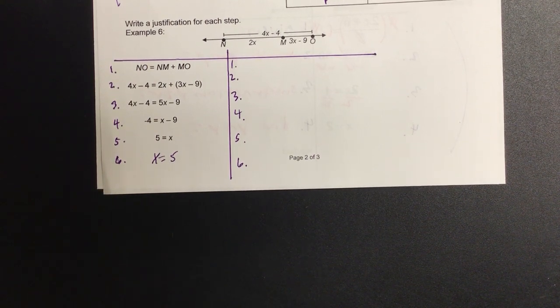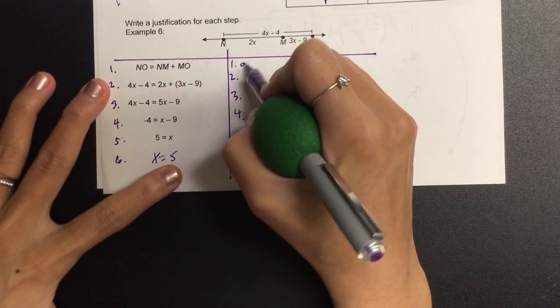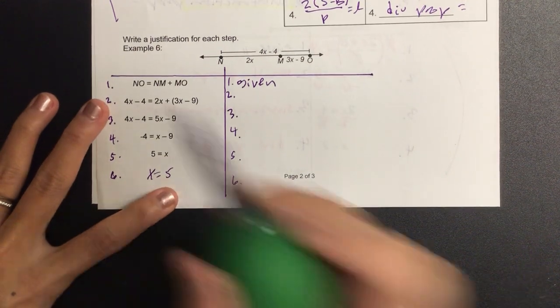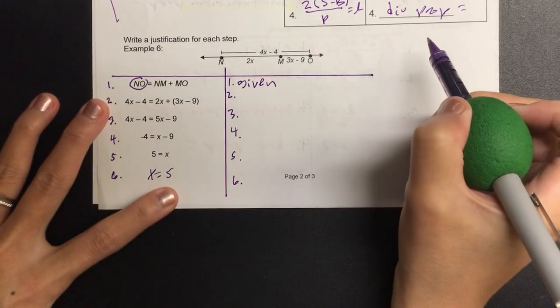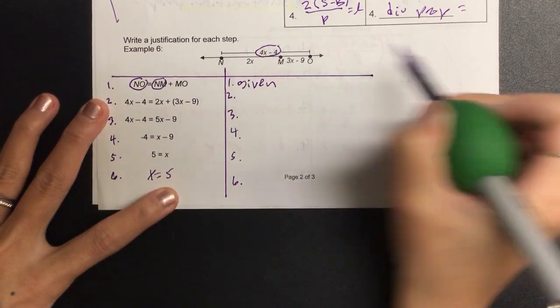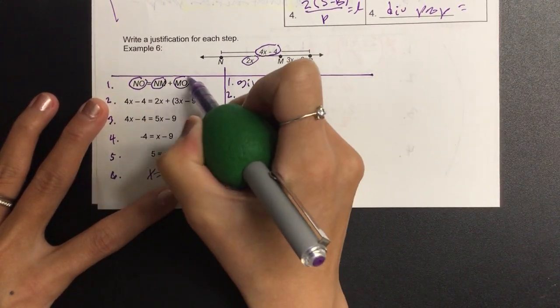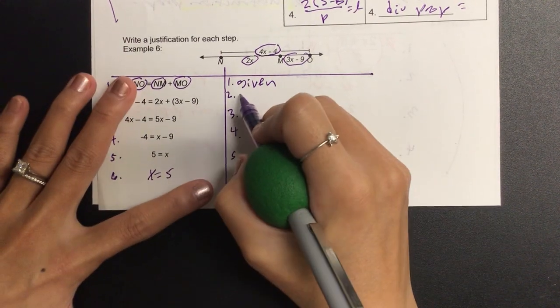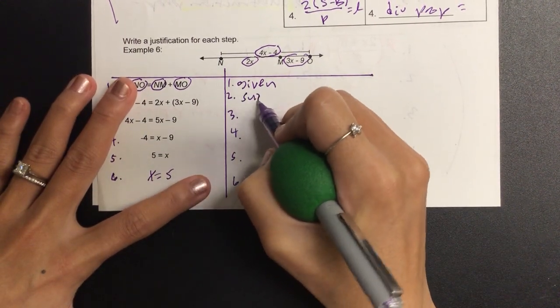Okay, let's take this step by step. What is our first reasoning at all times? Given. And then let's see what's happening next. NO is replaced with 4x minus 4. NM is replaced with 2x. MO is replaced. So I think I heard it. What was it? Substitution property.